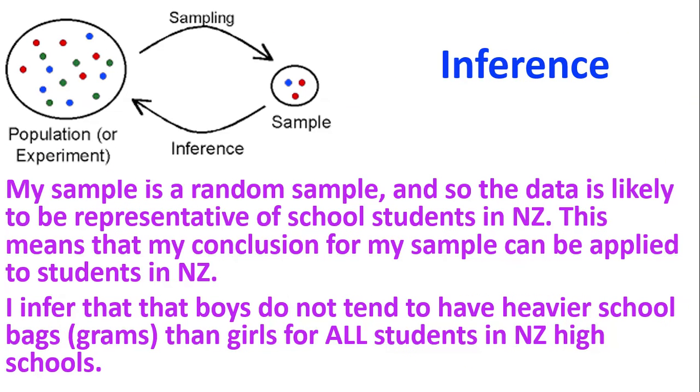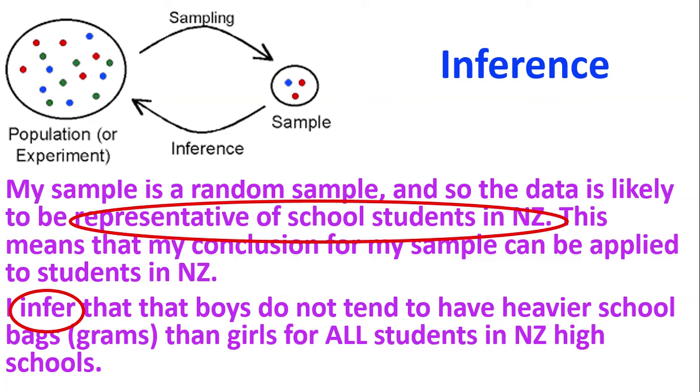Then I need to go on and make an inference. Now we've got to think, well, I was interested in the population, and I've got a sample of data, and I've found some results about my sample, and now I've got to say, what does that tell me about the population that I'm interested in? Because I've got a random sample, it means our data is going to be representative of all school students in New Zealand. So that means I can apply my conclusion to all of them.